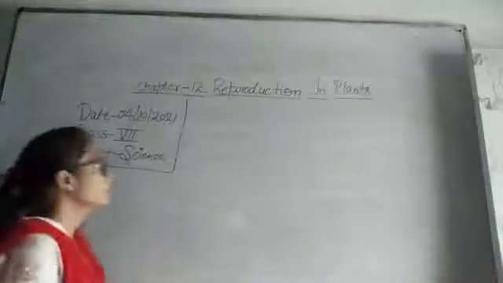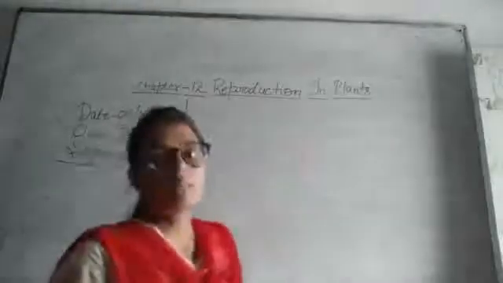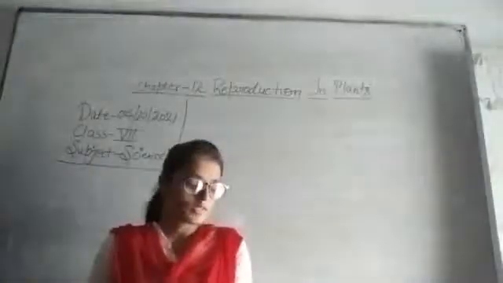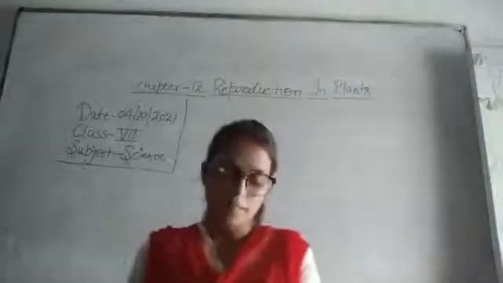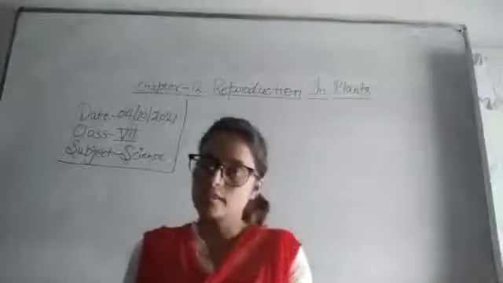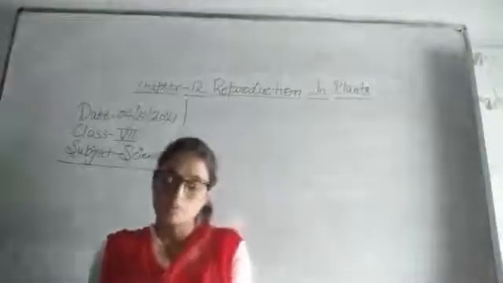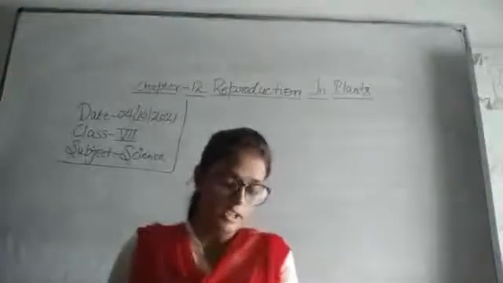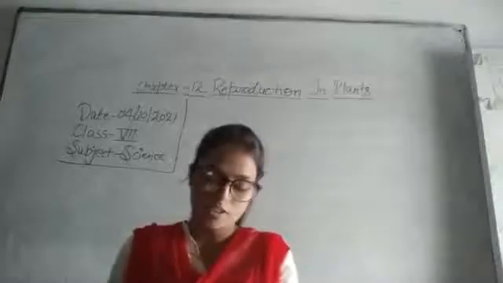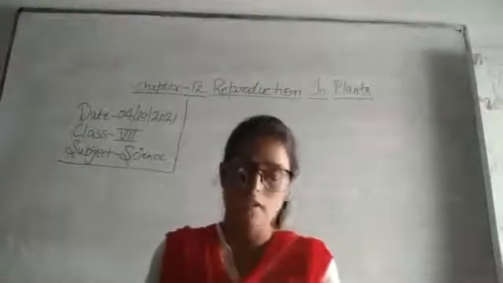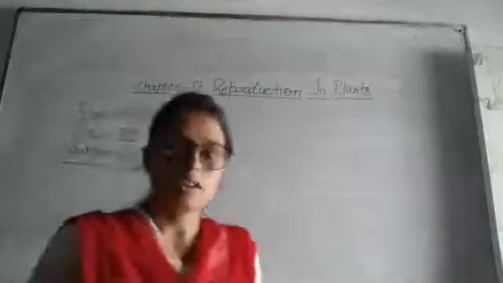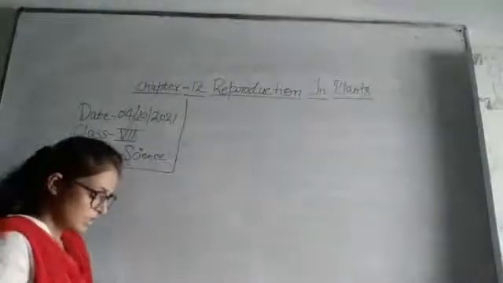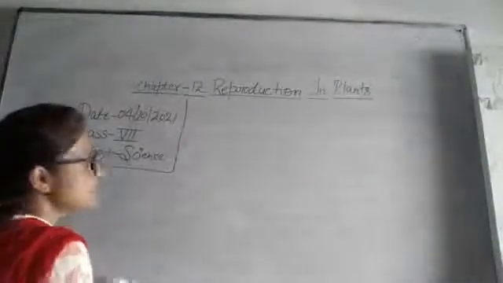So, we discuss chapter number 12, named reproduction in plants. In my previous video, we discussed many topics: examples, modes of reproduction, vegetative parts, reproductive parts, asexual reproduction and sexual reproduction, and budding, fragmentation and spore formation. Now we discuss what is sexual reproduction. The next heading is sexual reproduction.